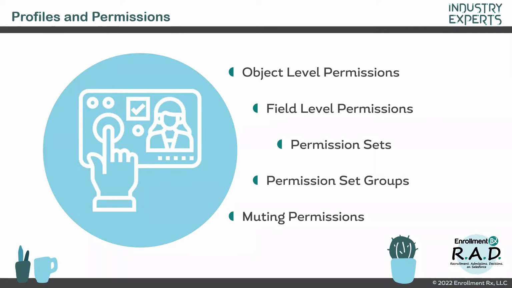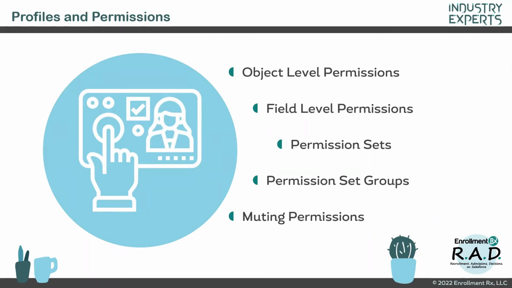Permission set groups is a nifty tool as well, because it lets you bundle various different permission sets to streamline and assign and manage permission sets more easily for different users or different job functions within your organization. Along with the permission set group comes the ability to apply muting permissions, which is only available to a permission set group. And that lets you remove individual permissions from that permission set group, allowing you to have even more customizability within your org.